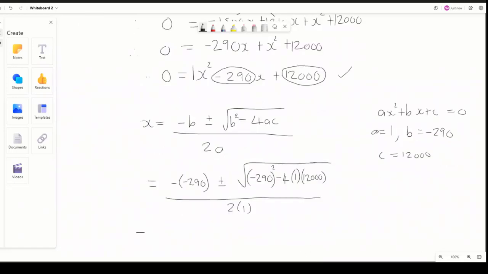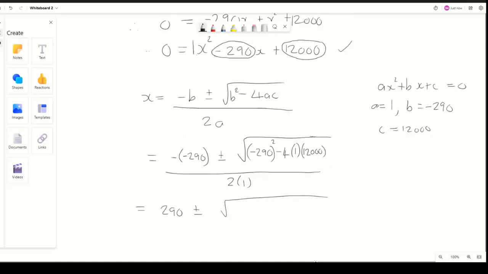Right. So you have 290 plus or minus that ugly bit, and you guys can use your calculators now. What is 290 times 290, guys? Because there's a negative squared, so it's positive. What is 290 times 290? I've got 84,100. And on the right, I've got 48,000, right? Divided by 2.